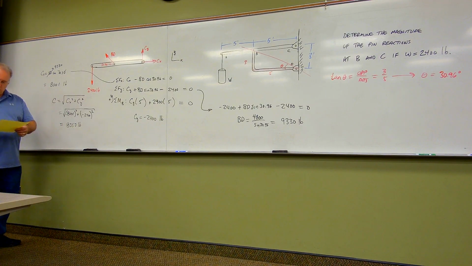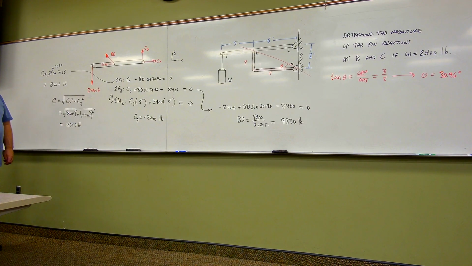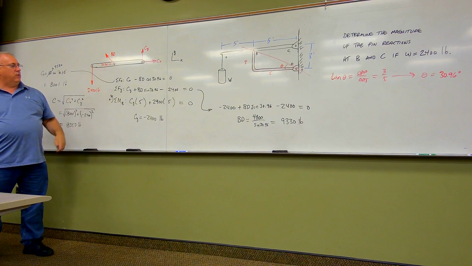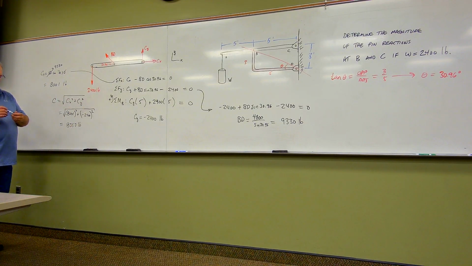And what should be fairly obvious is the magnitude of BD is already known. Since BD here is a non-XY force, it's just a singular force, we know the value of BD was 9,330 pounds, which means the magnitude of BD is 9,330 pounds. And that's it. That's the problem.